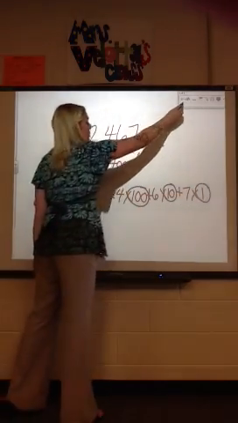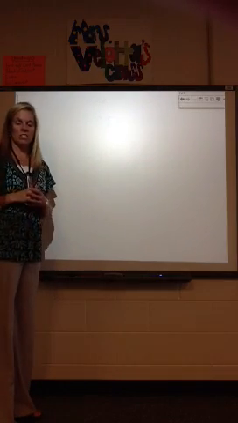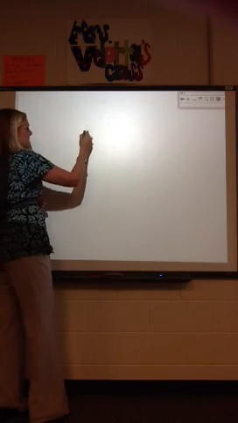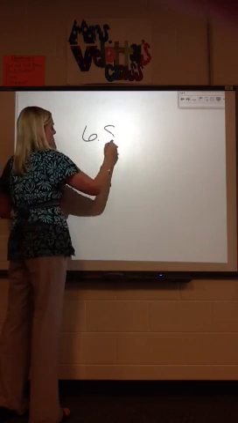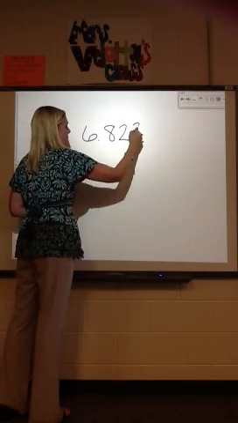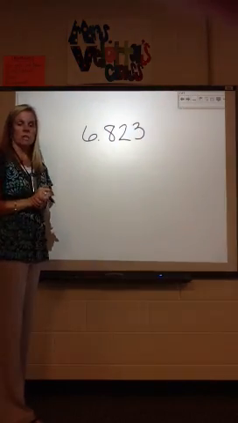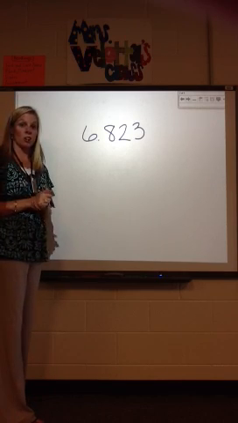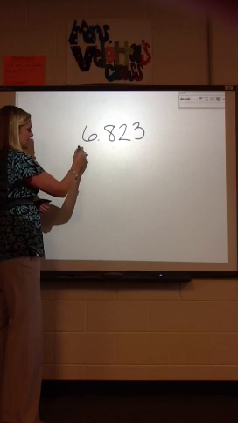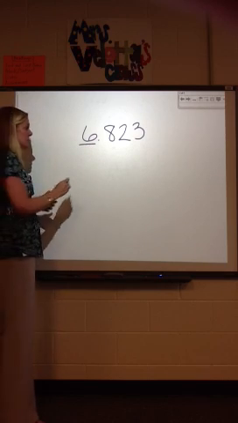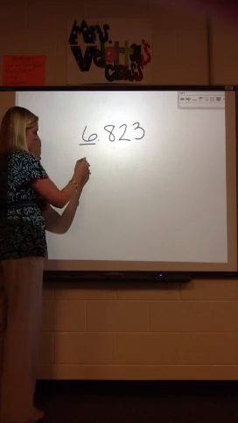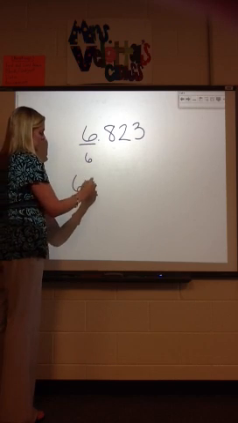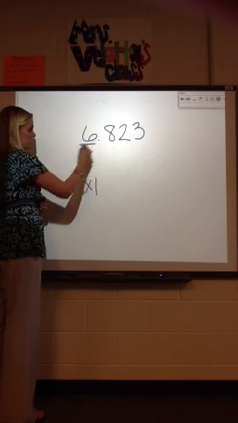Let's try another example. This time, we're going to look at expanded form with decimals. So let's look at 6 and 823 thousandths. When we look at this decimal, we're going to again start with the largest place. In this case, that would be the ones place. So the value of the 6 is 6. I can see that value by multiplying 6 times 1 because we're in the ones place.